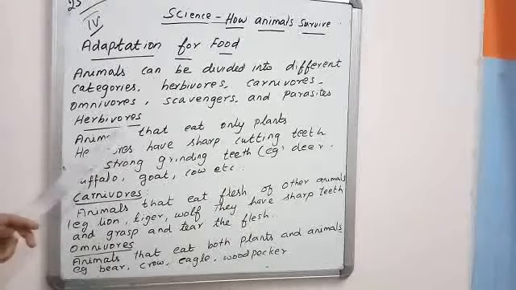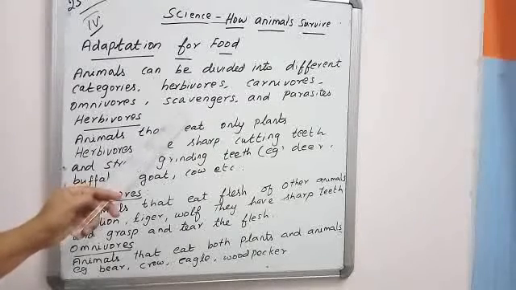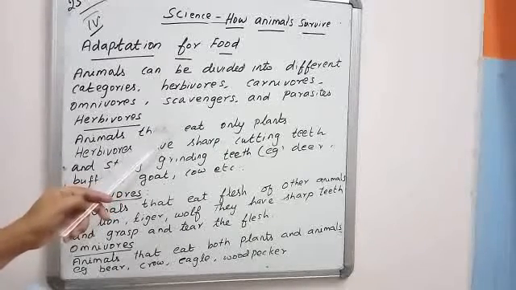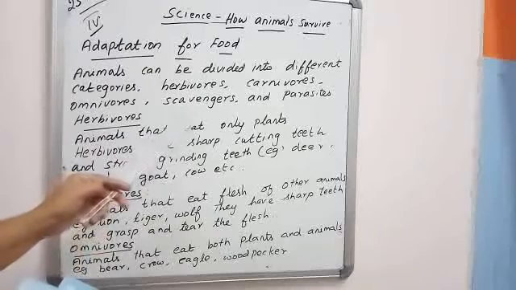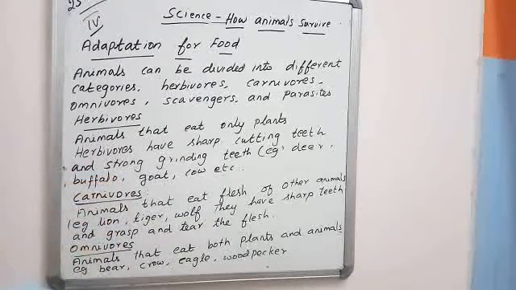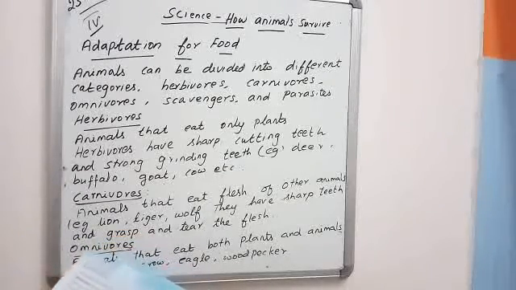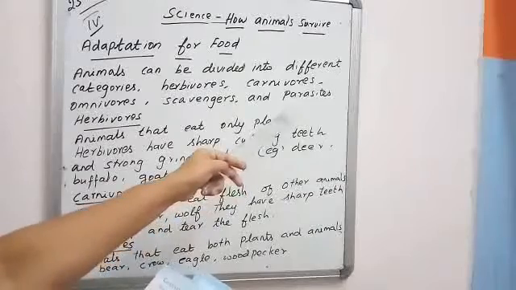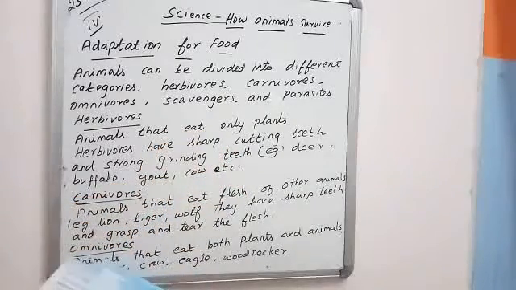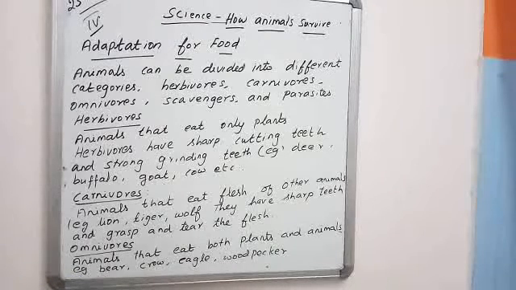Then scavenger means animals that eat dead and decaying organic matter. Decaying means rotting. That is known as scavengers. Then parasite means an organism that lives on another organism.